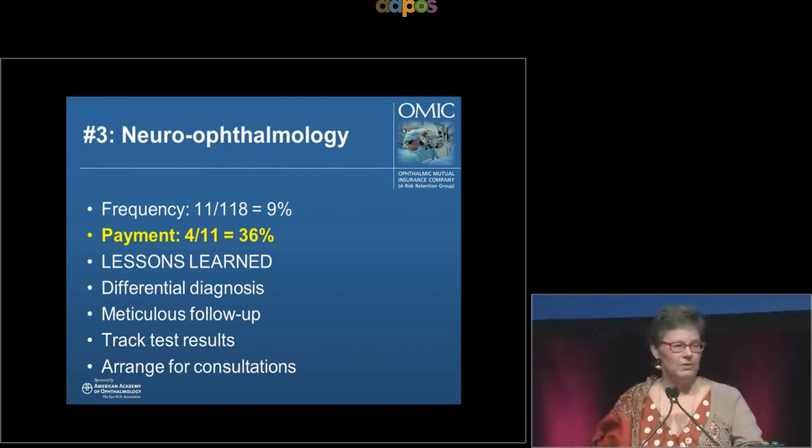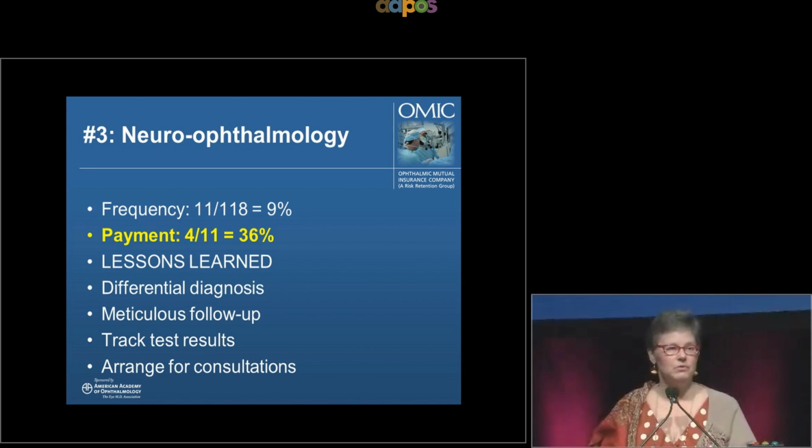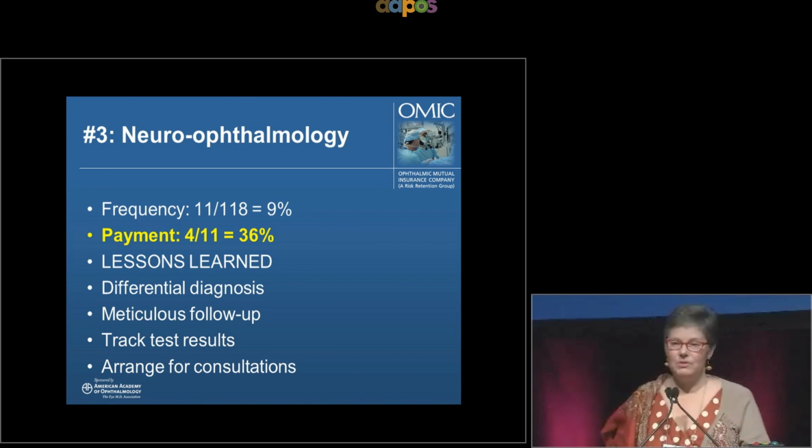Meticulous follow-up with kids who have a possible neuro problem. Schedule the appointment yourself. Make sure the consultant saw the patient, that you got the report back, and that you followed up on the report. A lot of these neuro cases were kids who were lost to follow-up, and as I say every time I come here, whether you like it or not, the courts do hold you responsible for following up on non-compliant patients. Tracking test results is the same as tracking consultations: crucial.